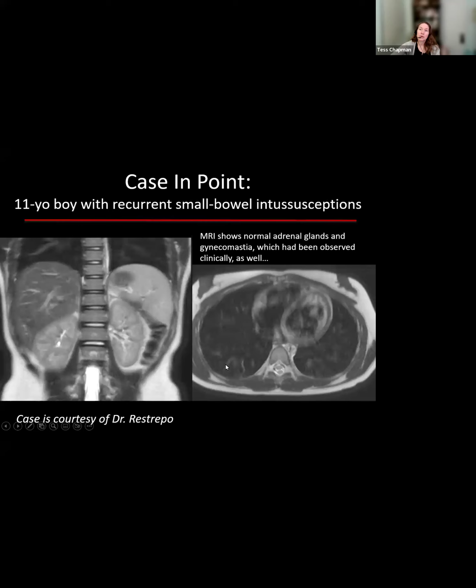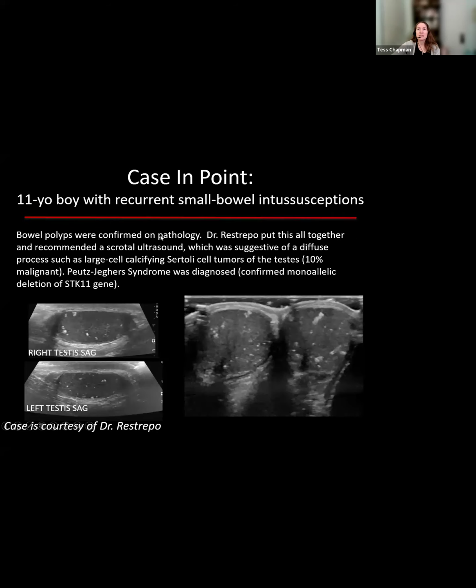And Dr. Restrepo noticed that on the pathology evaluation of the resected bowel, there were polyps. And so he put all of this together and realized that this child might have Peutz-Jeghers syndrome. So he recommended a scrotal ultrasound, which shows this diffuse abnormality with multifocal echogenicities, and that was not microlithiasis, but was concerning for a diffuse neoplastic process like a large cell calcifying Sertoli tumor of the testis.